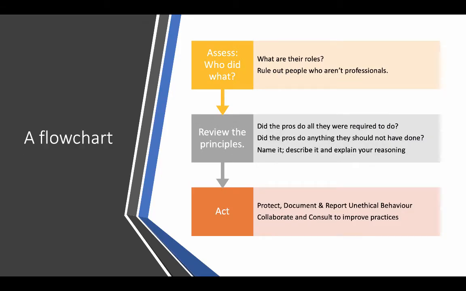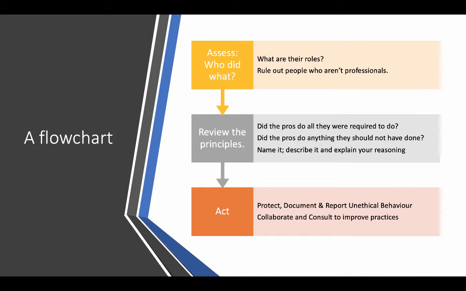Here's a flowchart to help wrap up and summarize this video. The first things we did were assess what actually happened in the case, who did what. After we did that, we determined what the roles of people were. We ruled out any person who wasn't a professional as being unethical, because only professional people can have unethical behavior. Next, we carefully reviewed the principles that applied. If they were CSW principles, we applied them to CSWs. If they were another profession, we went and researched the principles that applied to those professions and applied it to our case. We asked 2 basic questions.